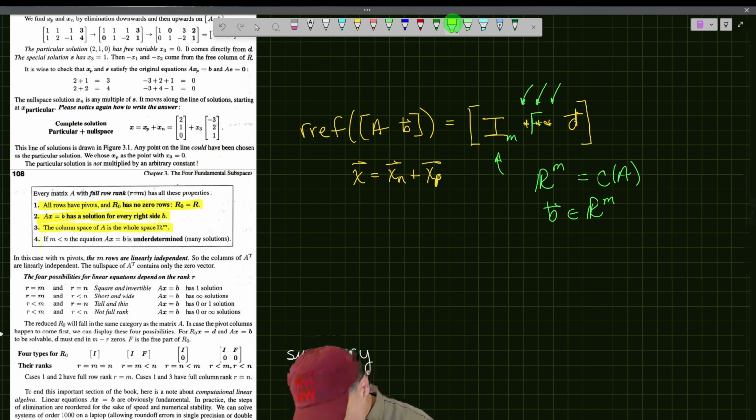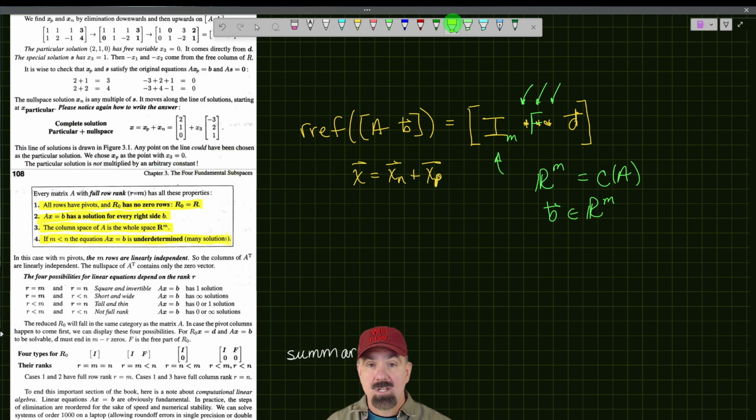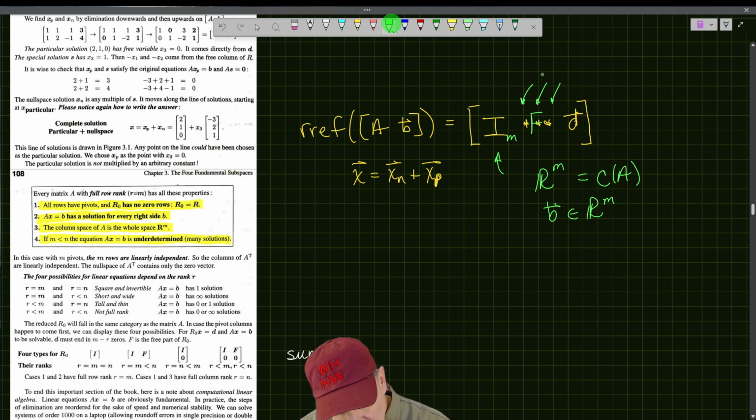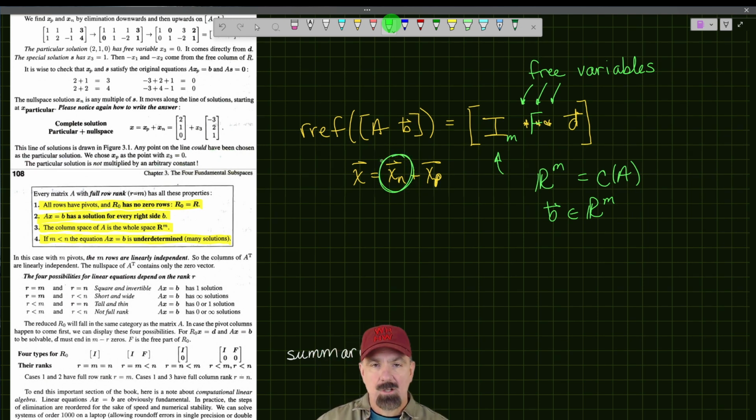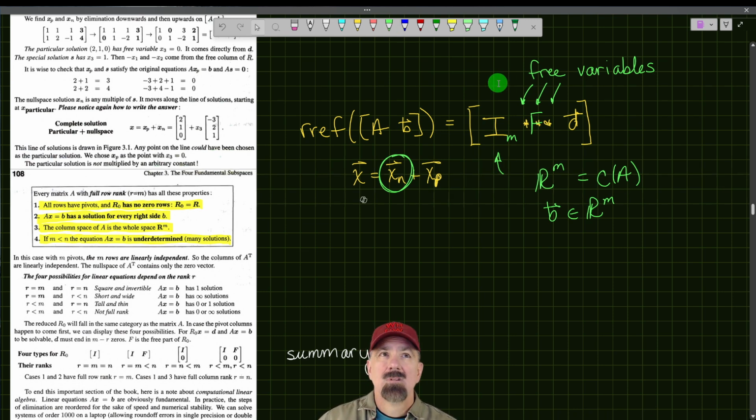And then finally, in the situation where we have more columns than rows, we are guaranteed to have what we call an underdetermined system. We're guaranteed to have free variables, and those free variables are associated with the null space. So we know we're going to have a non-trivial null space, and we also know we're going to have a solution. So this is a situation where we know we have infinitely many solutions, period. We know that's the case.